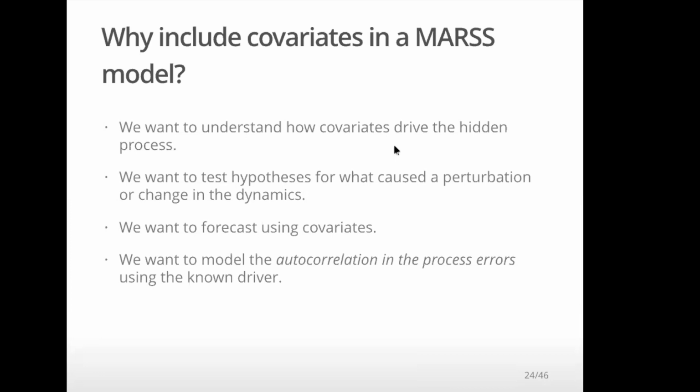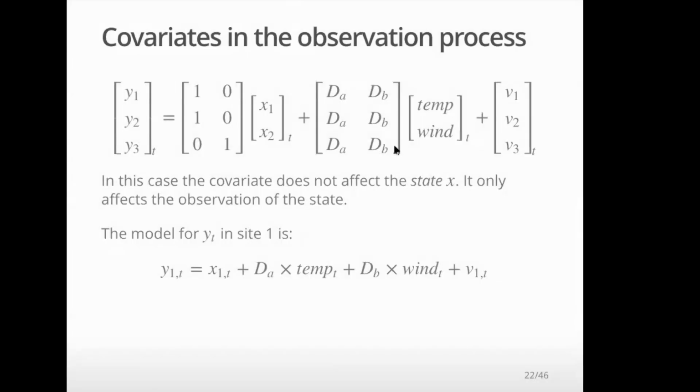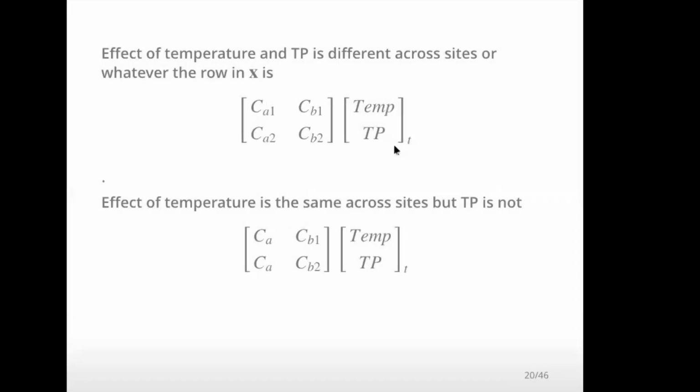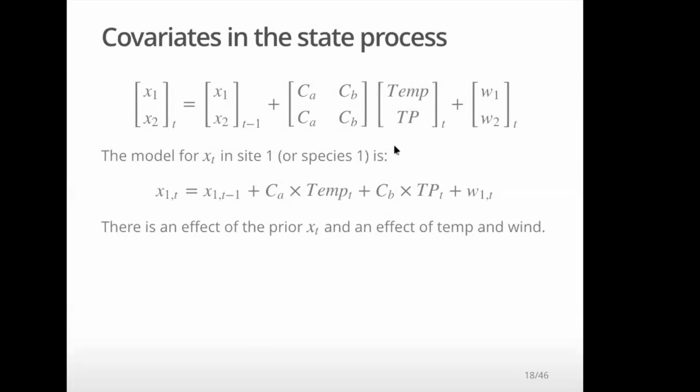Especially if your X model here didn't look like a random walk, but had some mean reversion, so it had a B term here, then that can be a big issue.